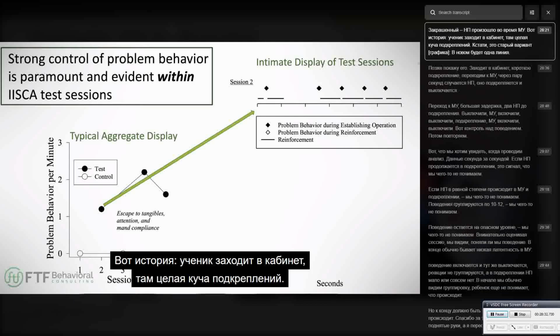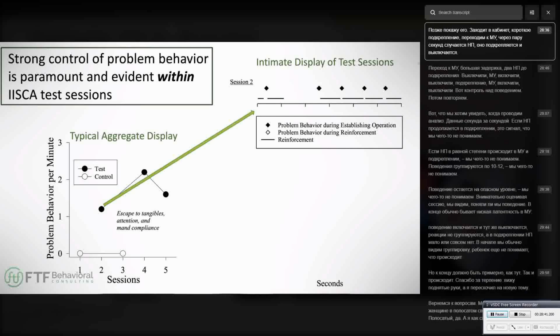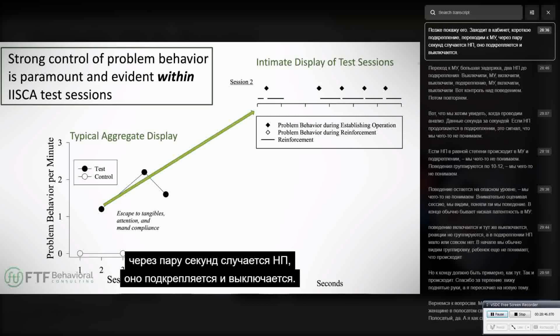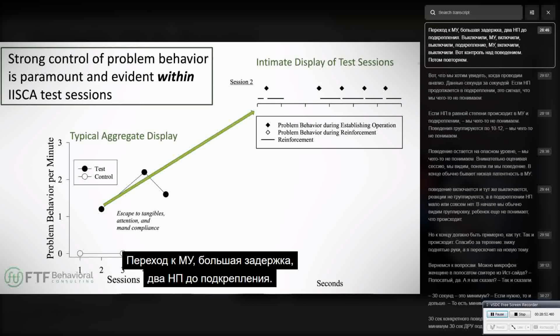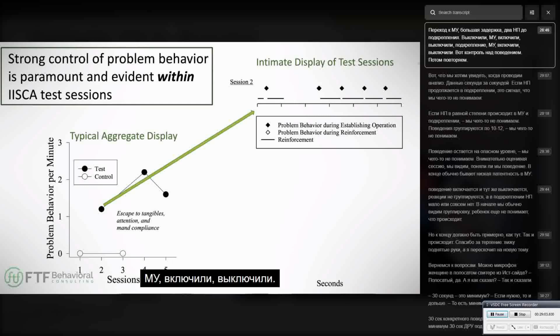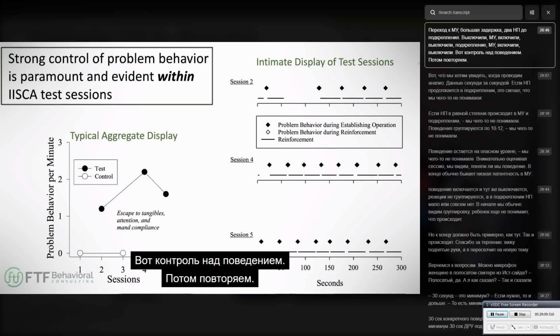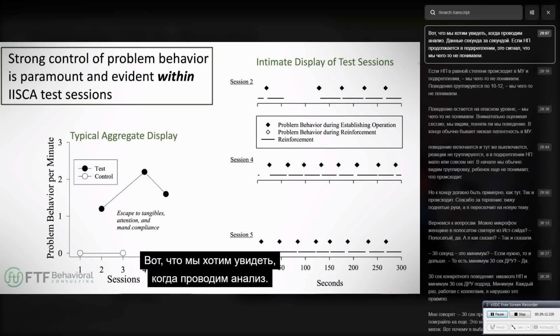The learner comes in the room, there's a whole bunch of reinforcers. And this is the old way, by the way. The new way would have this all be one line. We'll do that later. Come in the room, there's a little reinforcement, the EO is put in place, a couple seconds pass, problem behavior happens, it's reinforced, it turns off. EO is put in place, there's a long latency, 2 problem behaviors happen before it's reinforced, turns off, EO turns on, turns off, reinforcement, EO turns on, turns off, that's controlling behavior. Then it's replicated. This is what we like to see when we do analyses.